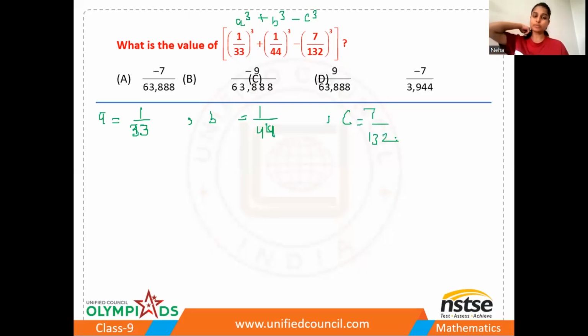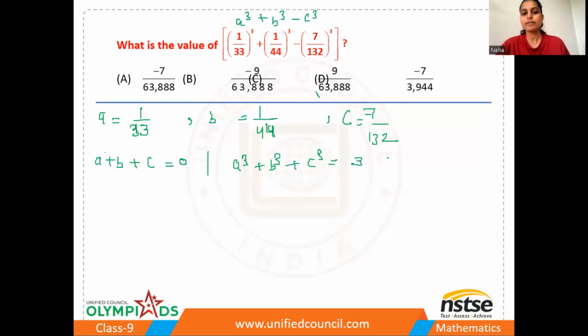And one thing I know is that, let's suppose this is in minus, okay? If A plus B plus C is equal to 0, then in this case A cube plus B cube plus C cube is equal to 3ABC, right? This thing I know. Perfect. So I think I can solve the question with this method.